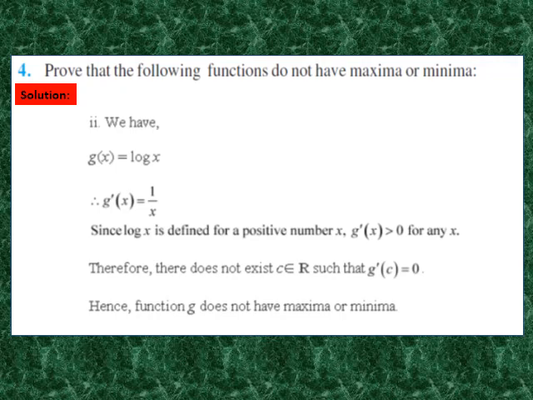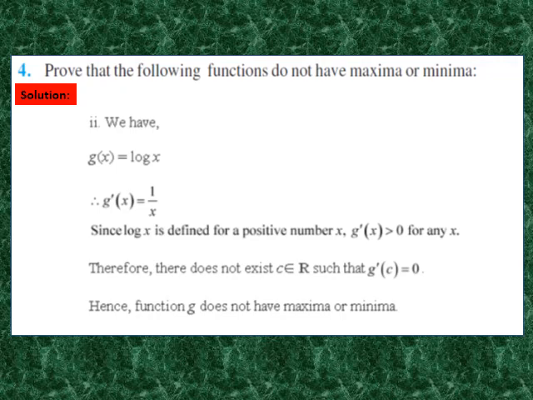So differentiating, we will get g'(x) = 1/x. Now if we put g'(x) = 0, that is 1/x = 0, we will observe that there is no such value, since log x is defined only for positive numbers. So g'(x) is always greater than 0. Therefore there does not exist any c.